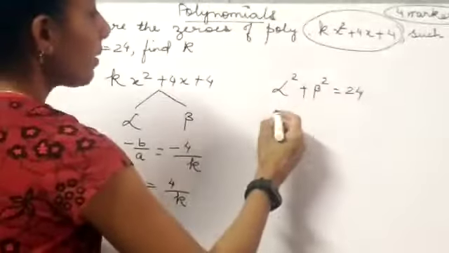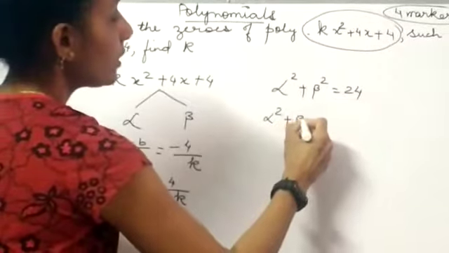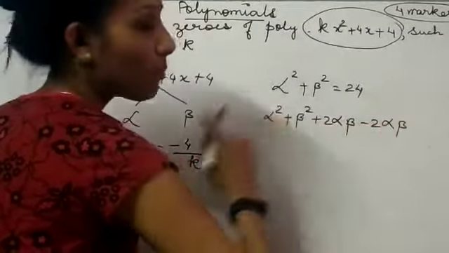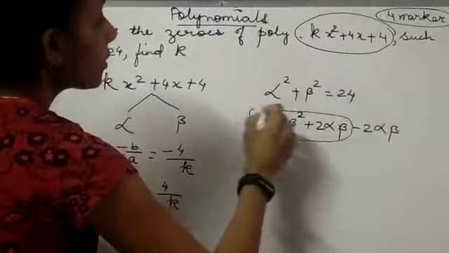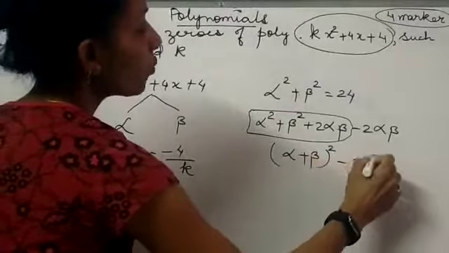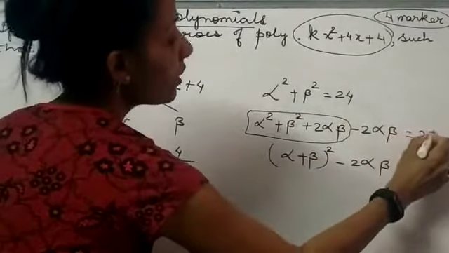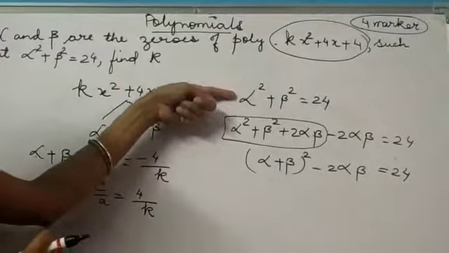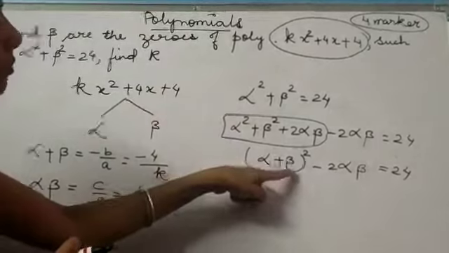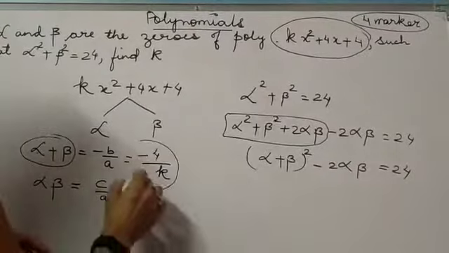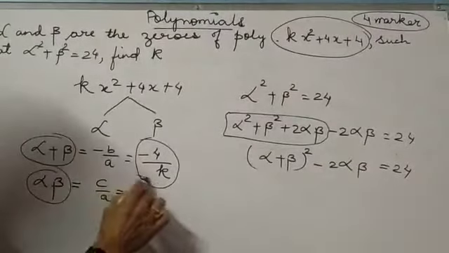Look, this can be written as alpha square plus beta square. To make it a sum, I can write twice of alpha beta plus and twice of alpha beta minus. Now by taking these three, it gives me alpha plus beta whole square minus twice of alpha beta, which is equal to 24. Now I have changed the given question into alpha plus beta whole square form. Now I can substitute my alpha plus beta value from here and alpha beta value from here.